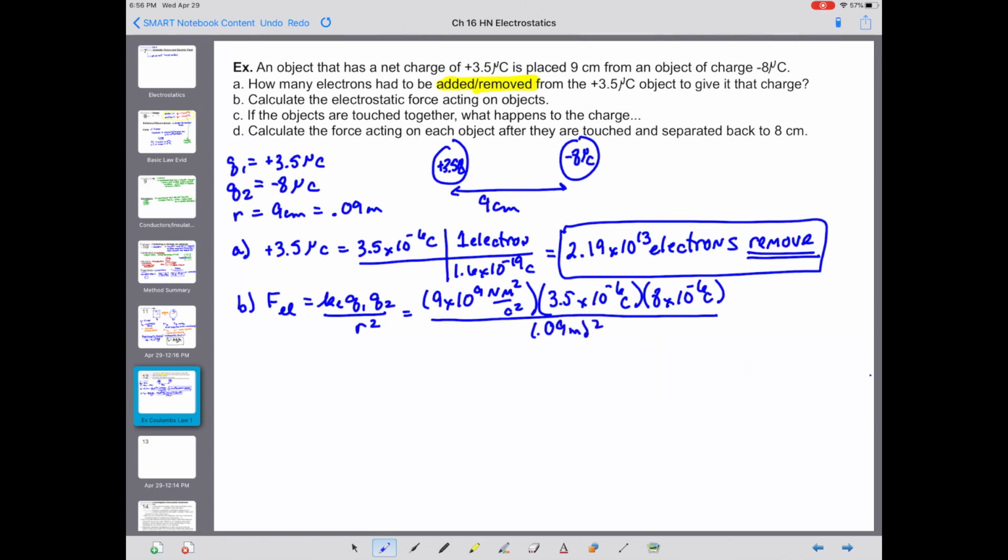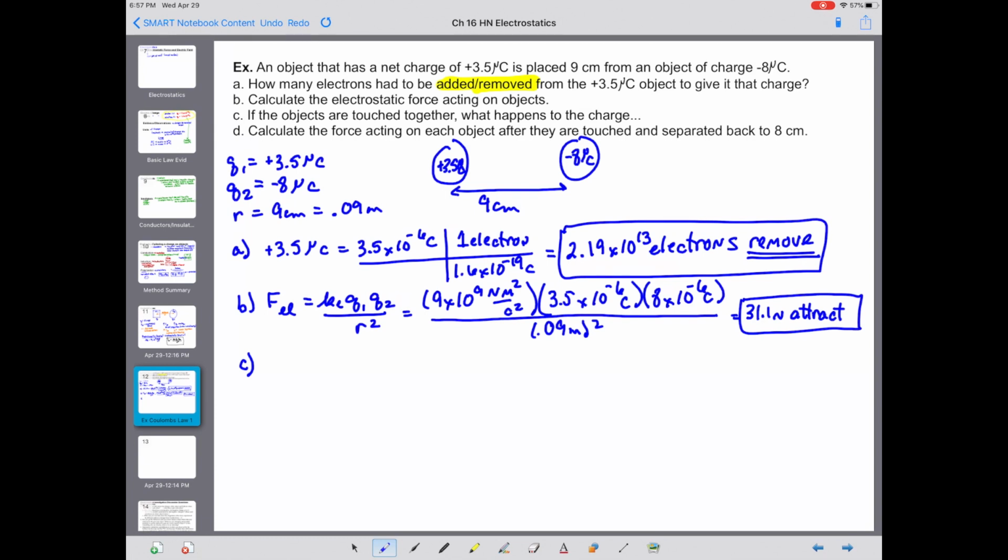When we calculate, that's going to give us a value of 31.1 newtons. One object is positive, one object is negative. Opposite objects attract each other. So then 31.1 newtons, and the vector direction is attract.